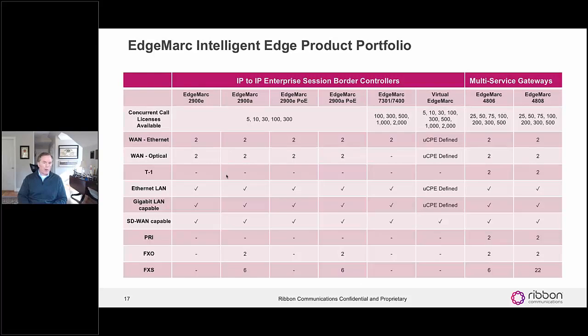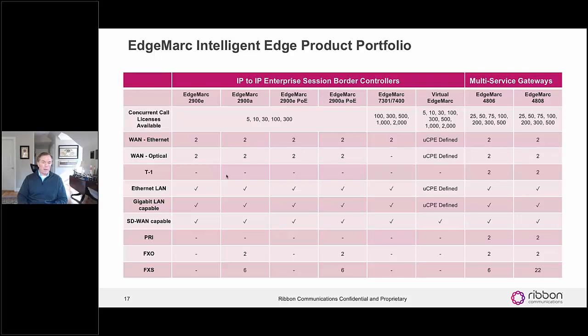So I won't go through this eye chart in depth, but just to show you, we have our enterprise session border controllers, which we call the 2900 or the 7301. These devices scale from as low as 5 concurrent calls to as high as 300 concurrent calls on the 2900 family, and as high as 2,000 concurrent calls on the 7300 series or the virtual device. And the same thing for our EdgeMark multi-service gateways, which include analog and PRI, they go up to 500 concurrent calls. So from a scale perspective, we can handle very small offices, and with a 2,000 call limit, that's quite a number of active seats.